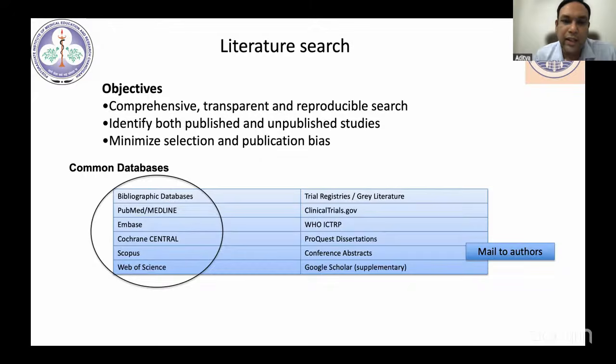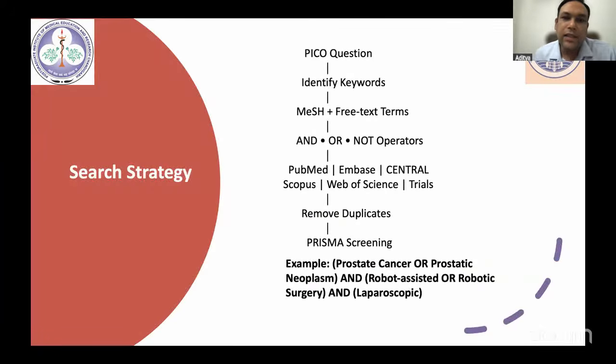So you need to look at the gray literature, like conference abstracts and trial registries, and you need to repeatedly send mails, at least 2 mails, to the authors asking them to give you raw data, so that you are not leaving any stone unturned to get data from all possible sources. Search strategies use MeSH terms, free-text terms, and operators: and, or, not.